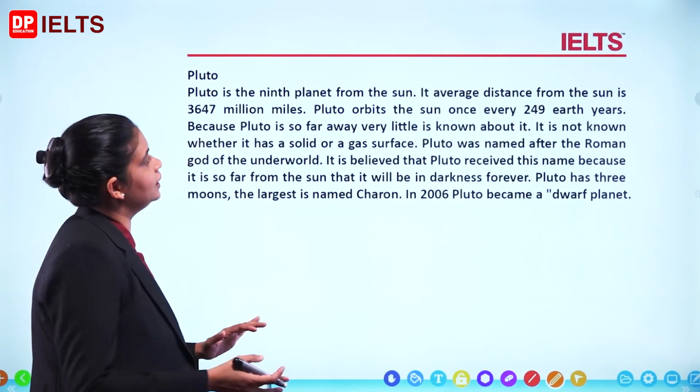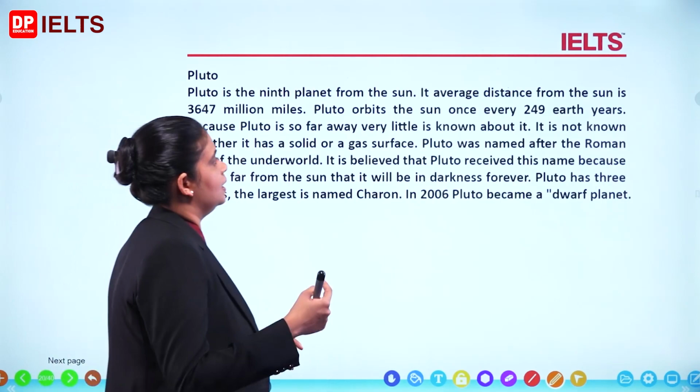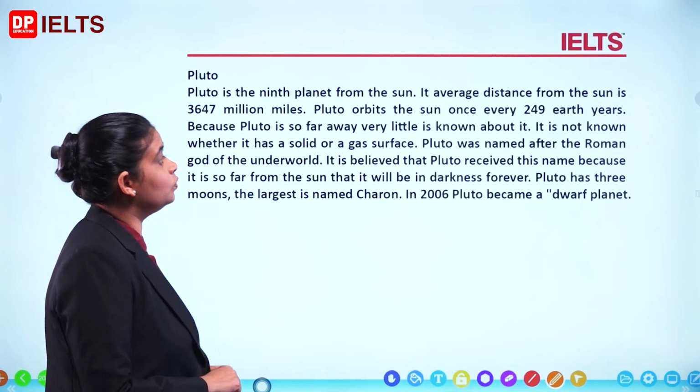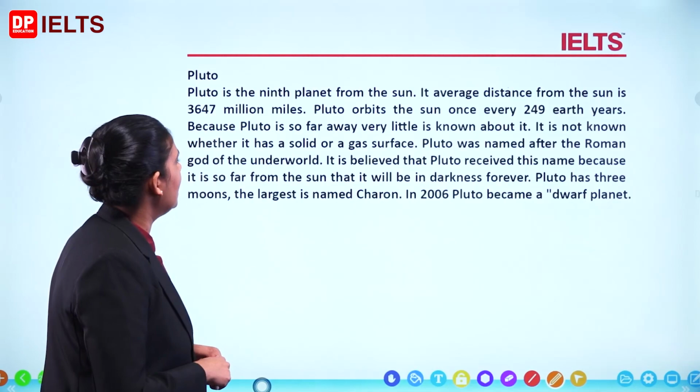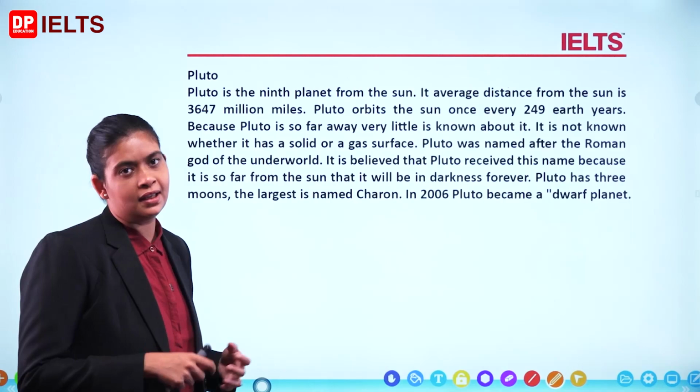Pluto ගත්තොත් ඒක තමයි නවවෙනියට තියෙන එක. ඉතින් distance එක ගත්තොත් මිලියන 3647ක් miles එහායින් තියෙන්නේ. ඉතින් orbit එක ඉර වටේ යන්න සාමාන්‍යයෙන් පෘථිවි අවුරුදු 249ක් කියනවා. Right? And ඒක solid surface එකක්. ඉතින් Pluto නම වෙන්නේ Roman god කෙනෙක්ගෙන්. පස්සේ 2006 Pluto dwarf planet එකක් කියලා නම් කරනවා. Right? Okay, so let's answer the questions.